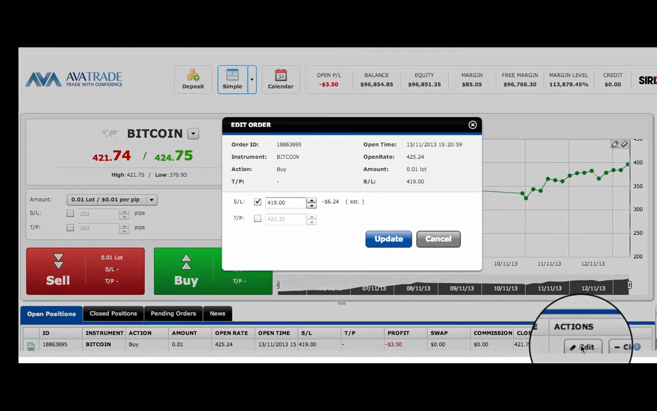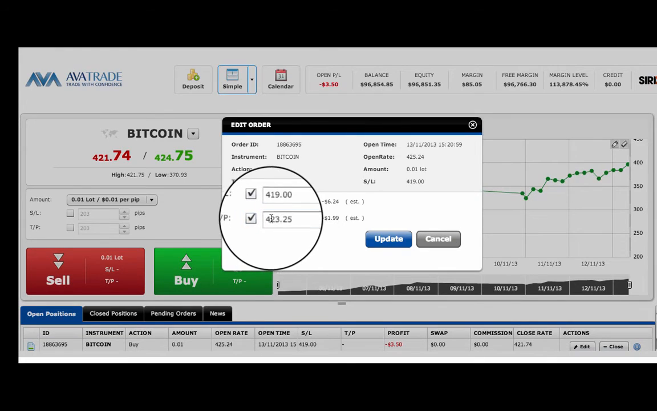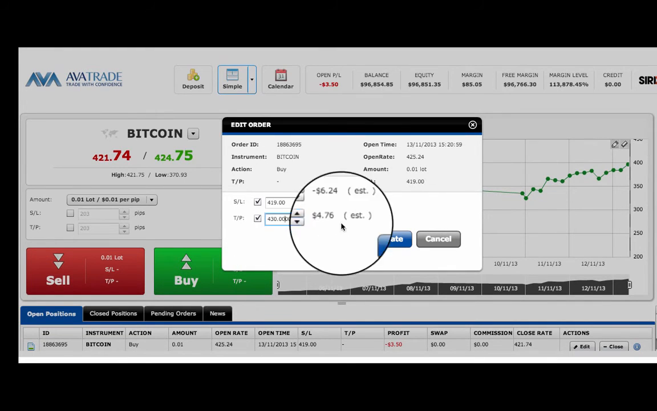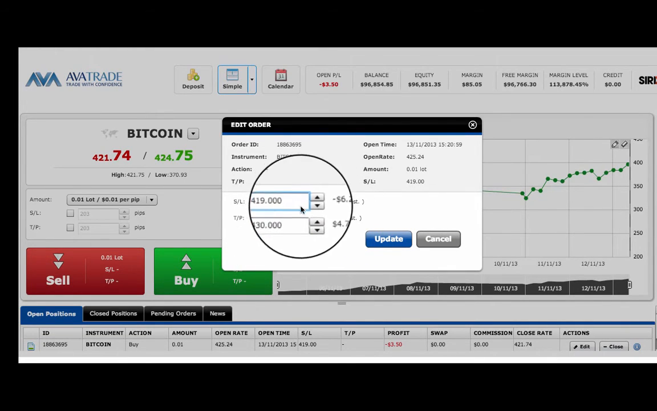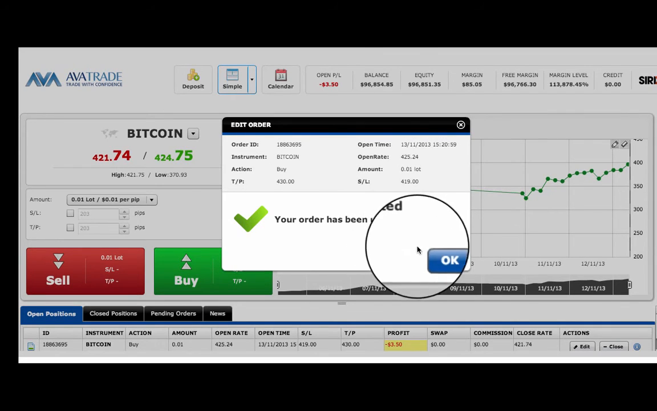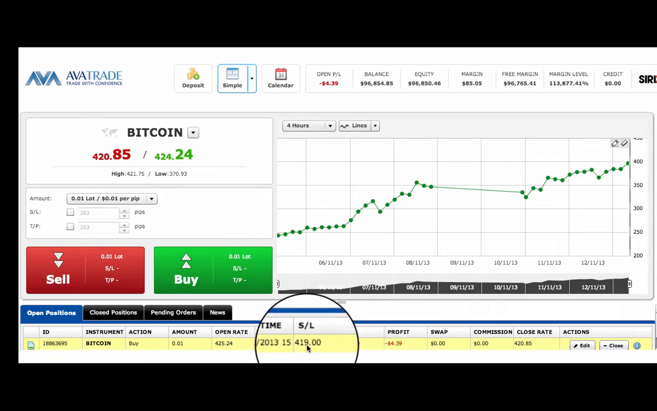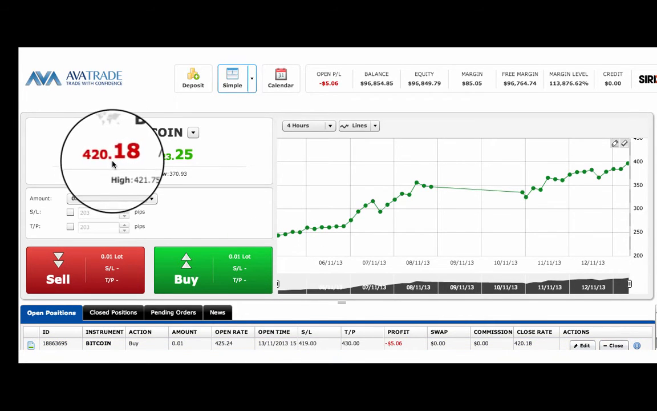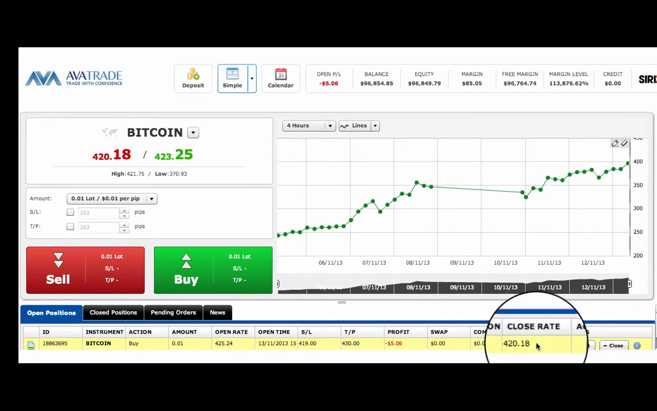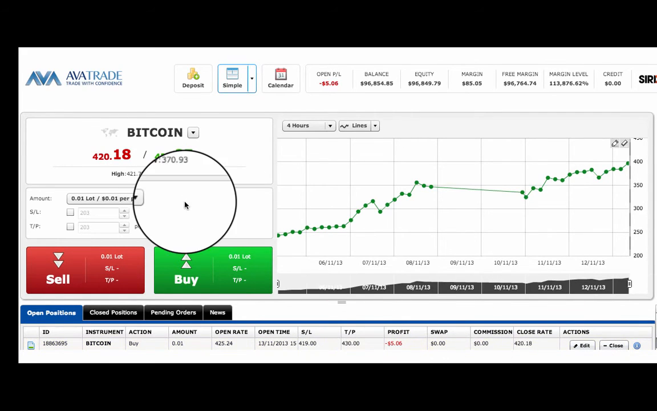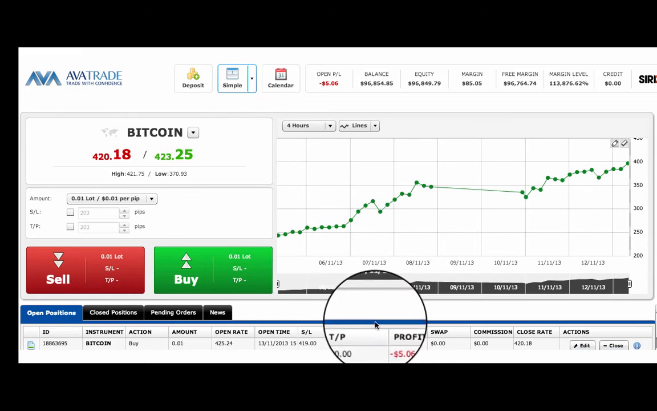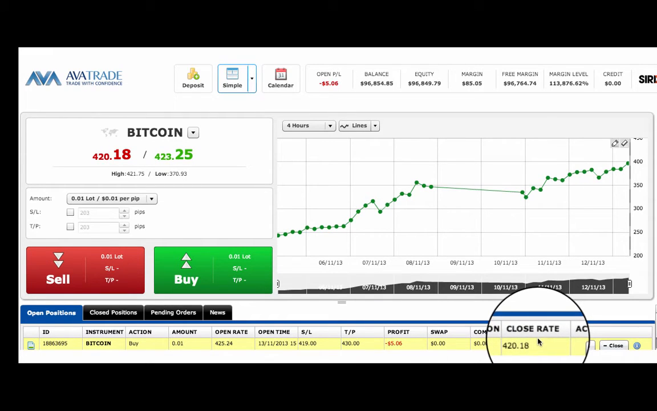Now you see I have a stop loss at 419 and a take profit at 430. And if this, for example, now goes down to 419, this position will automatically close. If it goes up to 430, this will automatically close also, giving me the profit.